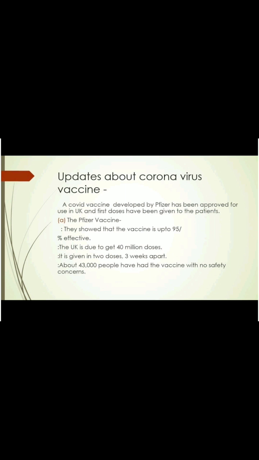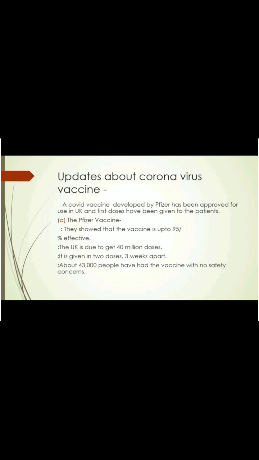The next topic is updates about the coronavirus vaccine. A COVID vaccine developed by Pfizer has been approved for use in the UK and the first doses have been given to patients. So the first is the Pfizer vaccine. They showed that the vaccine is up to 95% effective. The UK is due to get 40 million doses. It is given in 2 doses 3 weeks apart.